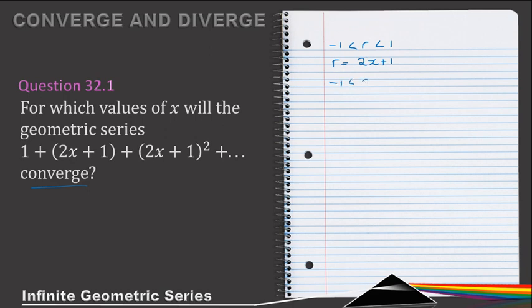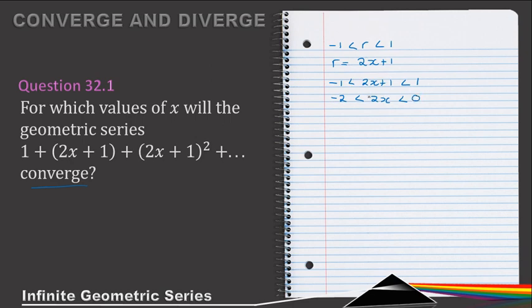-1 is less than 2x plus 1 is less than 1. And then I solve. So first of all, the 1 goes over. If it goes over, this plus 1 becomes a -1. On this side, we have -1 minus 1, so that gives me -2 is less than 2x is less than. And if this 1 goes over, it becomes -1 and it becomes 0.